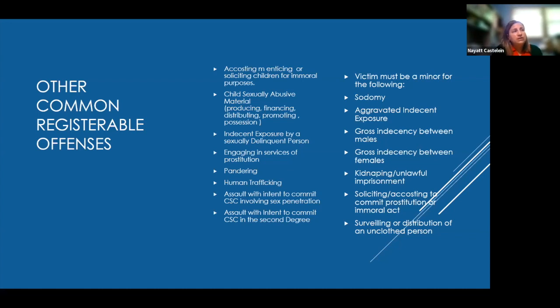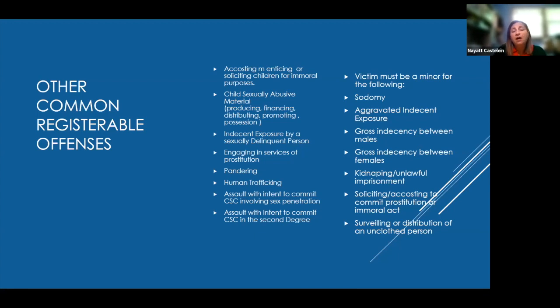Indecent exposure by a sexually delinquent person. So a regular indecent exposure is not registrable, but if it is charged as exposure by a sexually delinquent person, it is. And then an aggravated indecent exposure is registrable if the victim is a minor. Engaging the services of prostitution, pandering, human trafficking, assault with intent to commit CSC involving sexual penetration, and assault with intent to commit CSC in the second degree. A lot of people get this charge confused with a CSC second. They're not the same thing. One is an assault, the other one's a full CSC, but they are registrable.